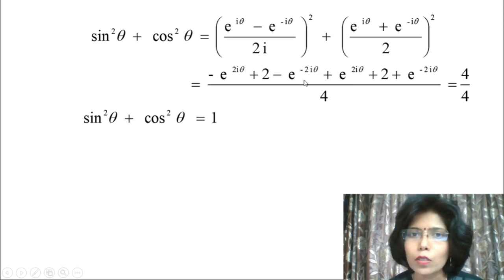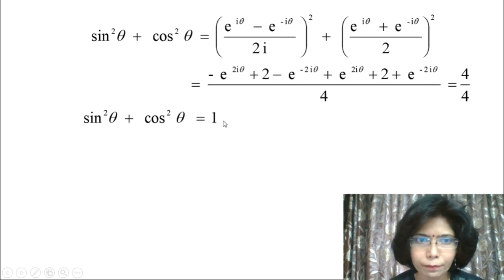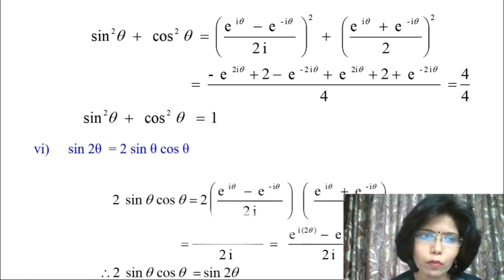Now here e raised to 2i theta, and here it is e raised to 2i theta. Here it is plus, here it is minus, so it will get cancelled. Here it is minus e raised to minus 2i theta, here it is plus e raised to minus 2i theta. So these two terms will get cancelled. Now here it is plus 2, here it is plus 2, it will become plus 4. And in the denominator it is plus 4, so it will become 1. In this way we can prove that sin square theta plus cos square theta is equal to 1.